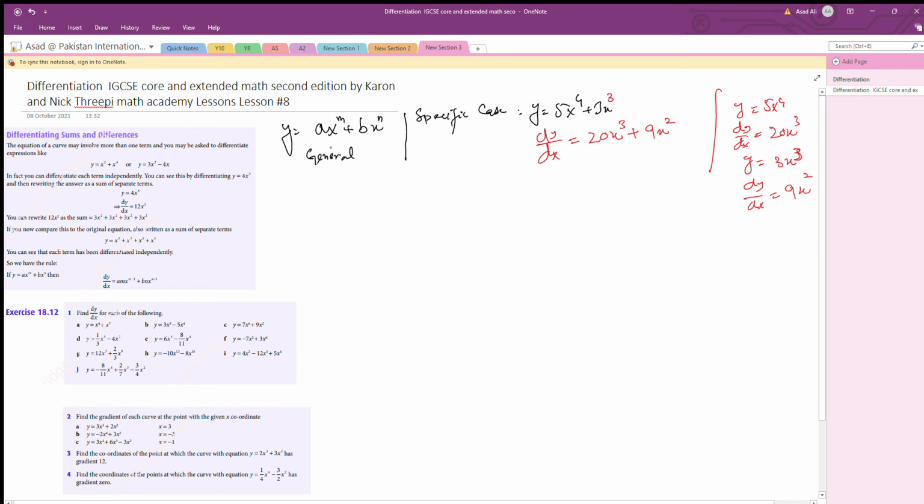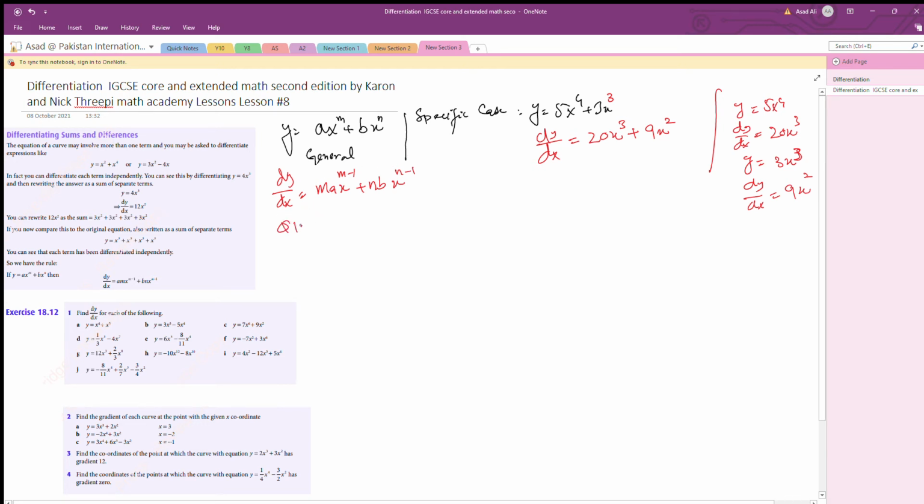So this is the specific case. Now the general rule is this one: am x power m minus 1 and bn x power n minus 1. That's the rule.